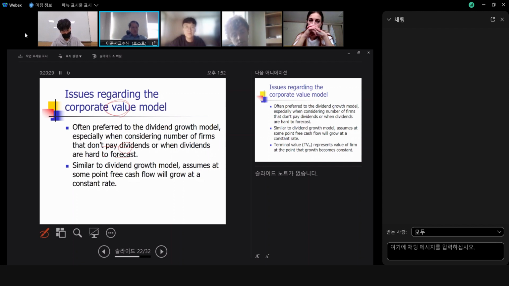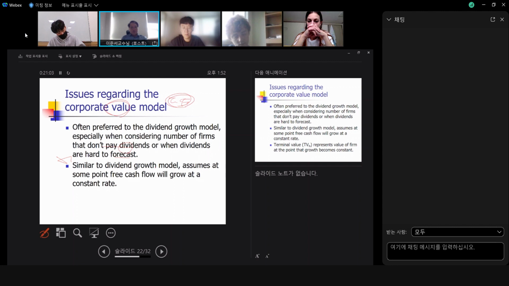As I told you, it's very hard to forecast the dividend in the future, right? Even if the corporate valuation model also forecasts the future free cash flow, okay? But I'm not sure, forecasting the future cash flow is a little bit easier than forecasting the dividend, right? And the second one is that the logic is just identical to figuring out the intrinsic value using the dividend discount model.